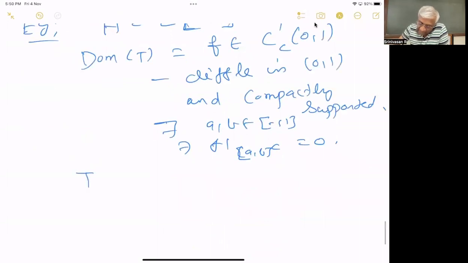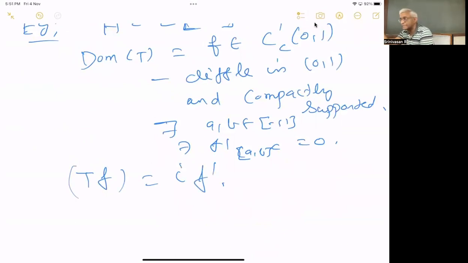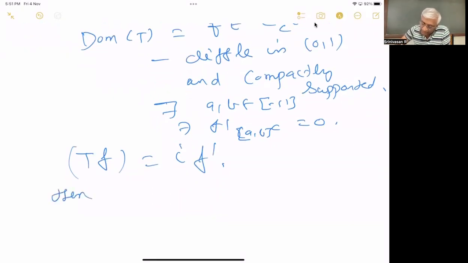Now define T of f equal to i times f prime. I need this i to make it self-adjoint, otherwise T will be like minus T star or something. So that's why I put an i. Tf equals i f prime. Then you can find that T is symmetric. What is that i? i is the square root of minus 1. f is differentiable. Are they real valued functions? No, complex valued functions. You can take the derivative. It's just a one variable function that takes values in the complex plane.